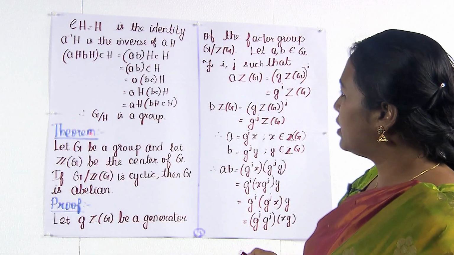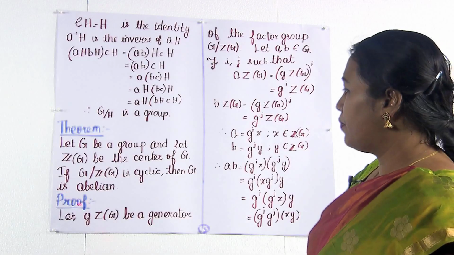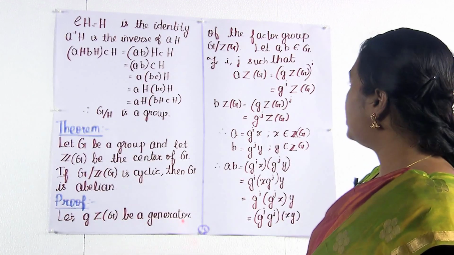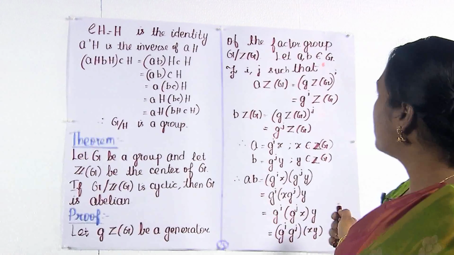Next, we do one more theorem. Let G be a group and let Z of G be the center of G. If G bar Z of G is cyclic, then G is abelian. Proof: let G Z of G be a generator of the factor group G bar Z of G. Let A, B belong to G.